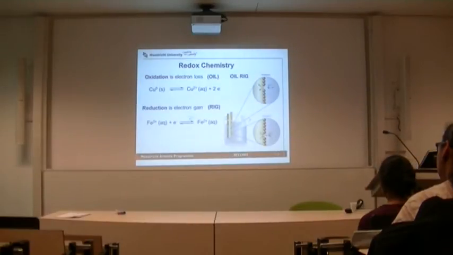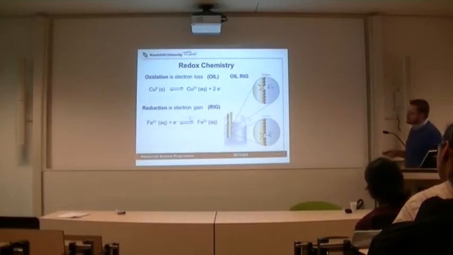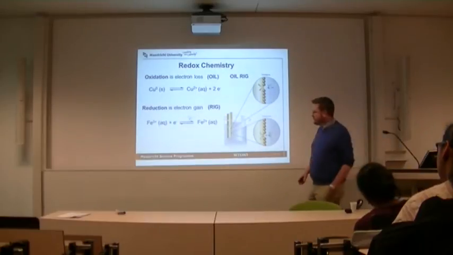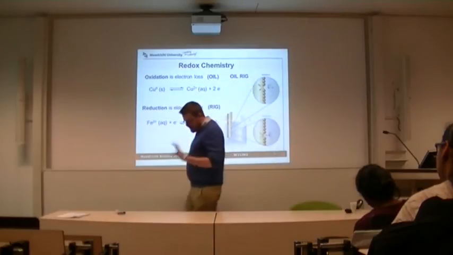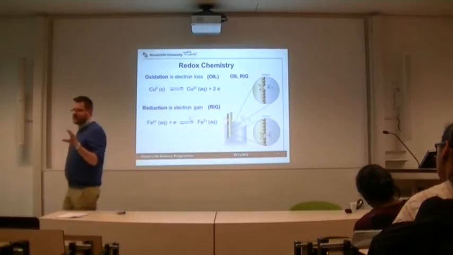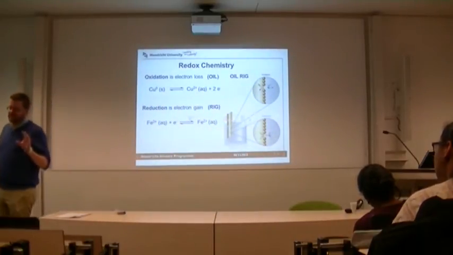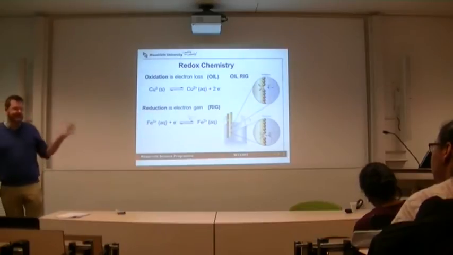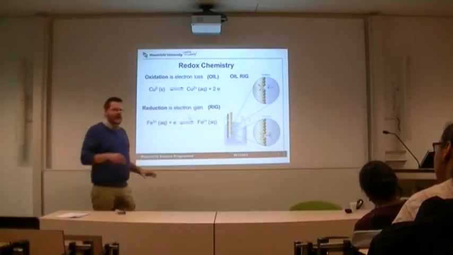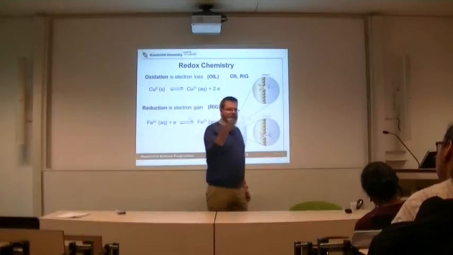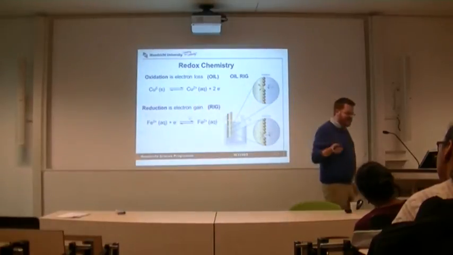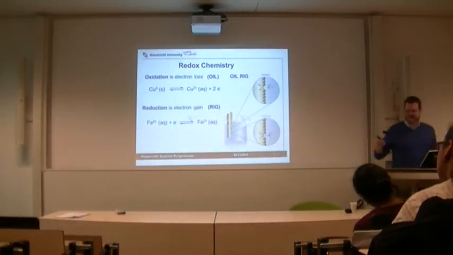Now, one has to balance these reactions in terms of electrons. We'll get to that in a moment. But the point is, you can't have an oxidation half reaction on its own, right? You need to have an oxidation and a reduction reaction together. The one is generating electrons and the other one is picking electrons up. Oxidation and reduction, therefore redox.